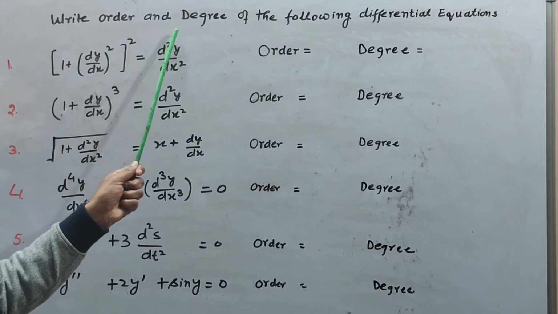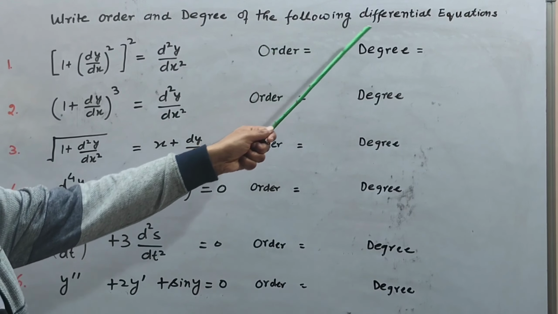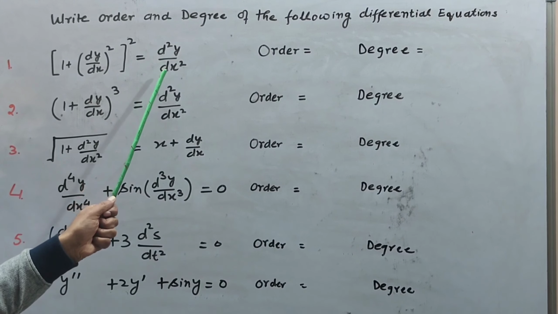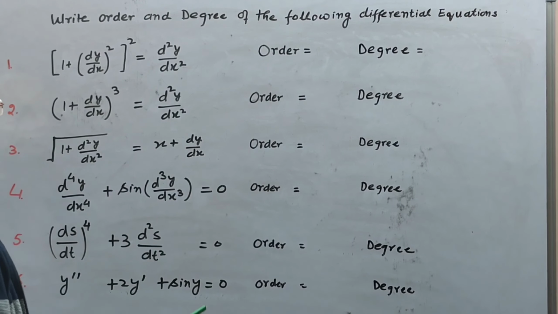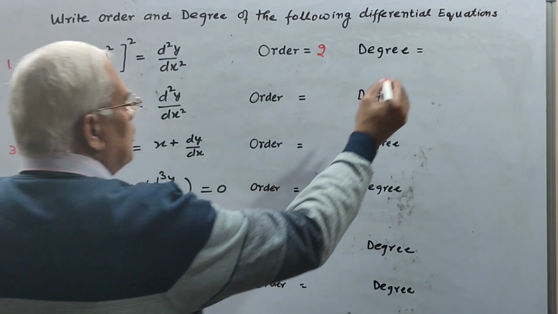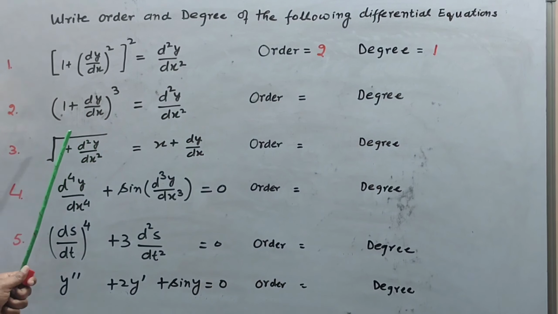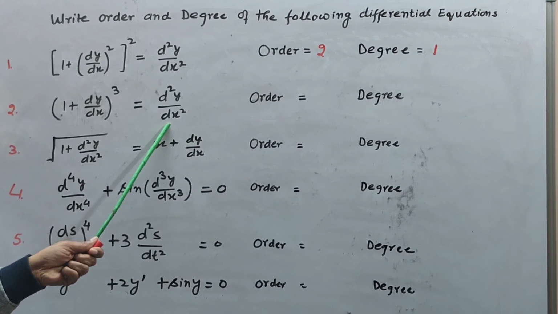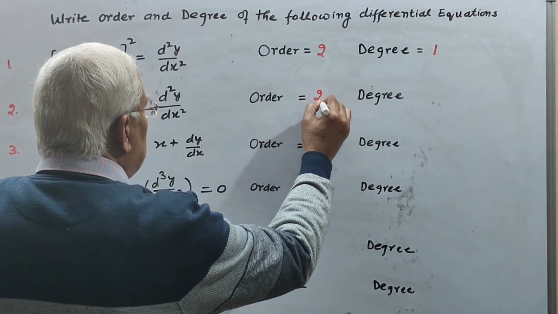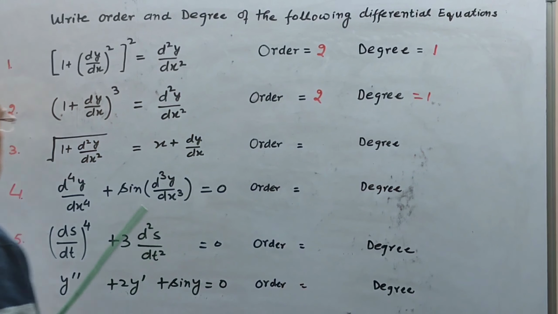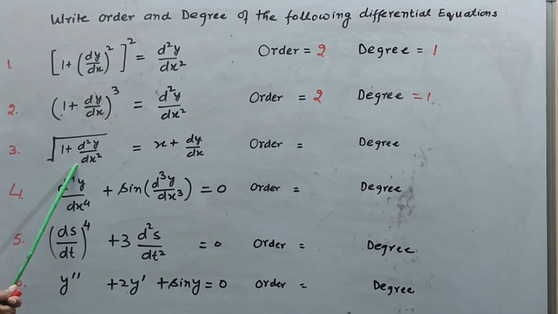Now let us take a few examples to find the order and degree of differential equations. Highest order is d2y upon dx square. So order is 2. And the power of this highest order is 1. So degree is 1. Second question. d2y upon dx square is the highest order derivative. So order is 2. And its power is also 1. So degree is 1.